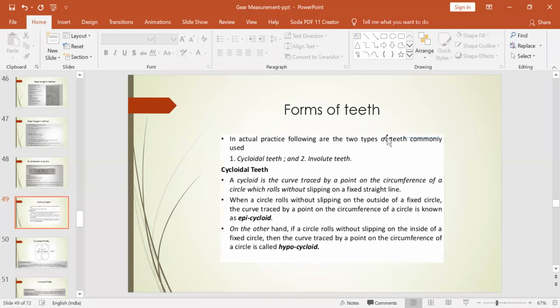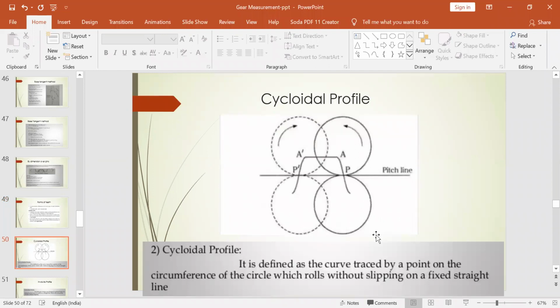So what's happening here is in cycloidal teeth, a cycloid is a curve traced by a point on the circumference of a circle which rolls without slipping on a fixed straight line. So what do you understand? So this is the pitch line. Below the pitch line here you will be having the base circle. So this will be the flank part and that will be the face part.